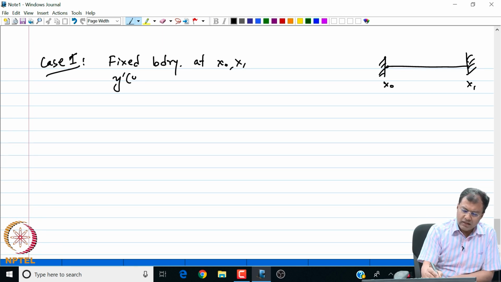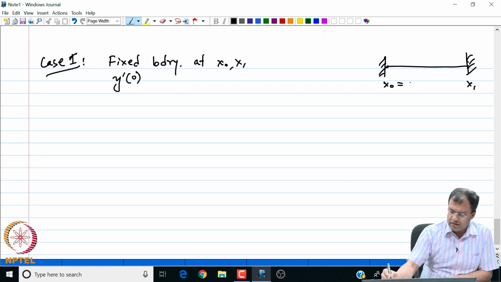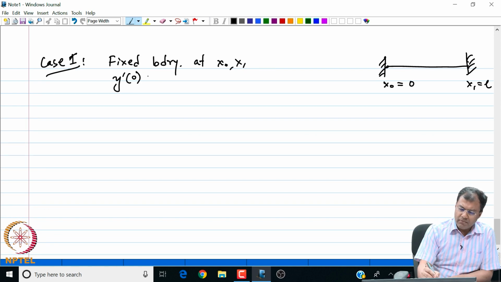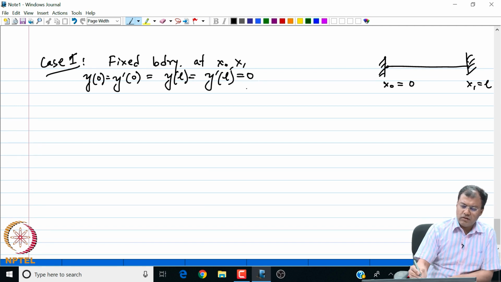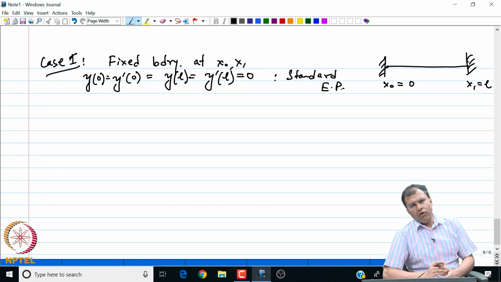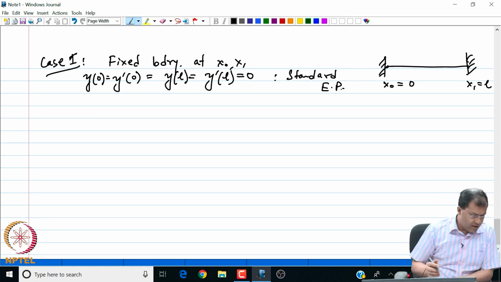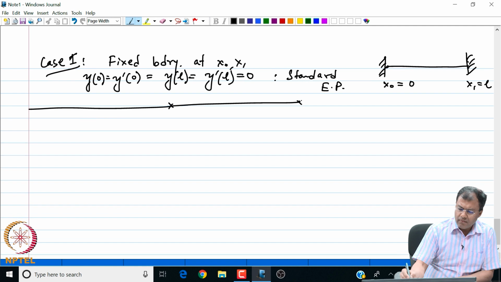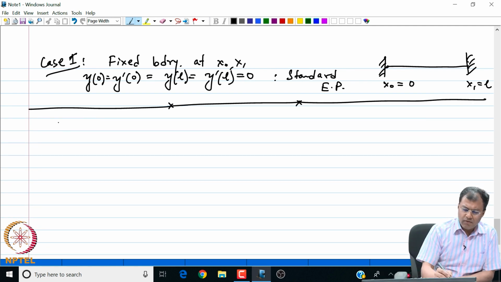Let us say we have the boundary condition of the form. So, let us say x 0 is 0 and x 1 is L. So, y prime of 0 is equal to y of 0. So, the y coordinate as well as its slope at 0 is equal to the y coordinate as well as its slope at L is equal to 0. So, this is the standard. We approach in a standard Euler-Poisson setup with only fixed point boundary conditions. So that has already been done quite a few times.